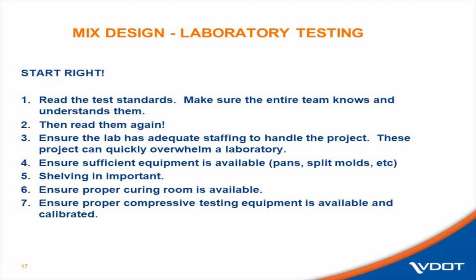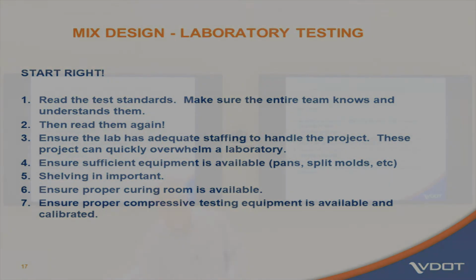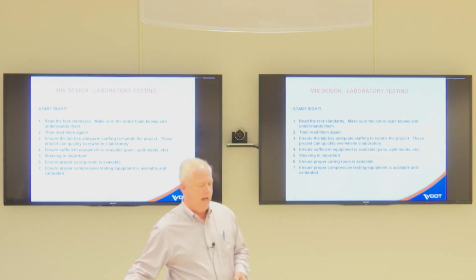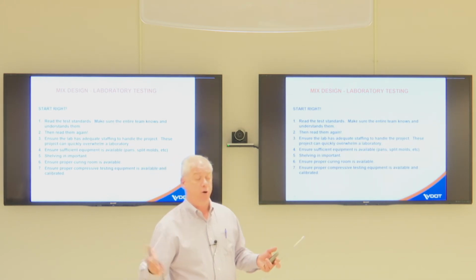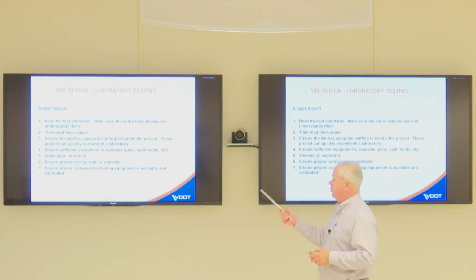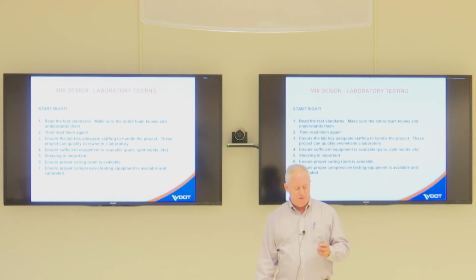Equipment. Do they have enough equipment to get all these processed? Shelving: you bring in 132 buckets, it'll take up your floor space. Without shelving and adequate pans to get them all out, it's going to be overwhelming. Very important, ensure a proper curing room is available. I'll talk about this later on, but this is an actual specimen from the Blue Ridge Parkway. They're cured in a moisture room, not in a tank. A lot of labs don't have wet rooms. And I'll talk later, but ensure they have the proper compressive strength testing equipment.